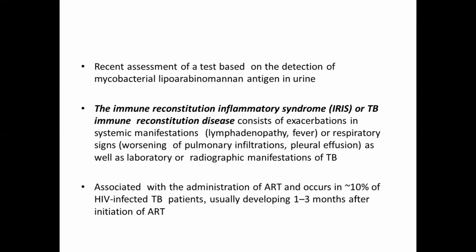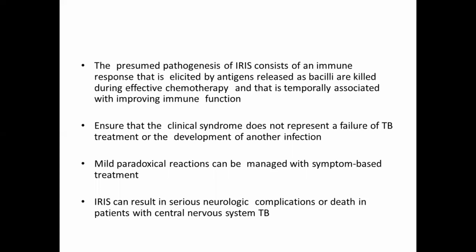And it is associated, as I told you, with administration of antiretroviral therapy, and occurs in about 10% of HIV-infected TB patients. It usually develops 1 to 3 months after the initiation of antiretroviral therapy. The presumptive pathogenesis of IRIS consists of an immune response that is elicited by the antigens released as bacilli are killed during effective chemotherapy, and that is temporally associated with improving immune function.